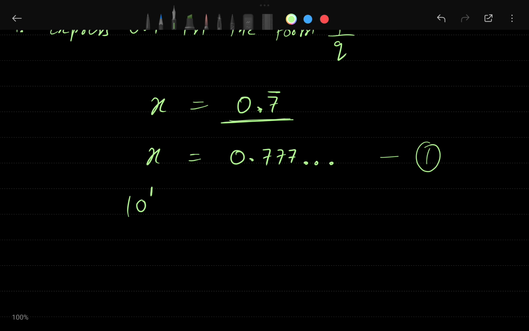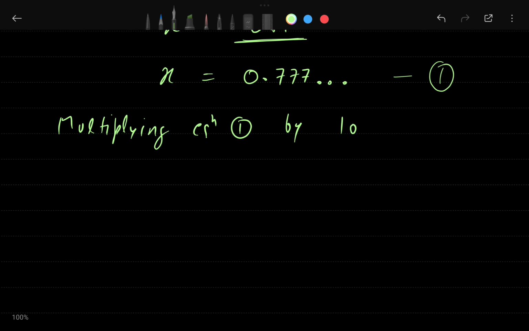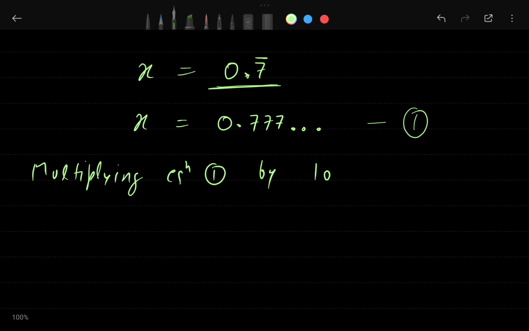Since only one digit after the decimal is being repeated, it means I will multiply by 10 to the power 1. So I will write, multiplying equation 1 by 10. 10 to the power 1 is equal to 10. So our equation 1 will become, on the left hand side we have x, so 10 times x is 10x. On the right hand side I have 0.777 and so on.